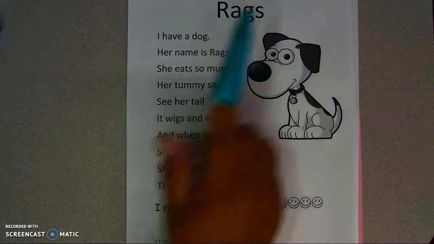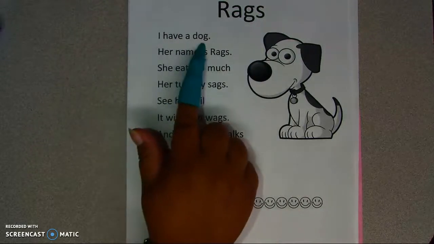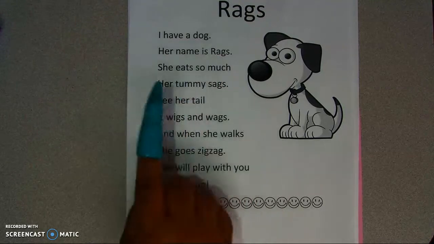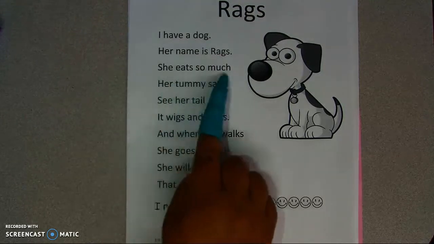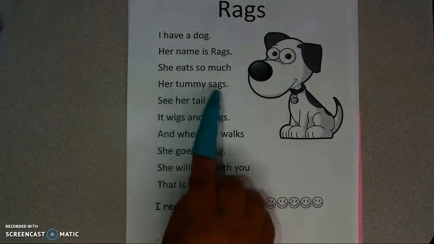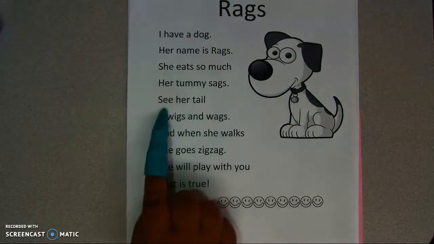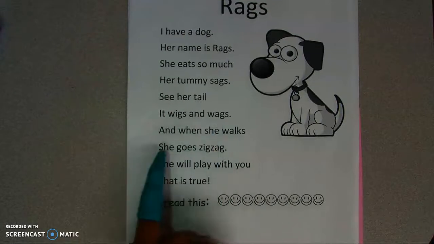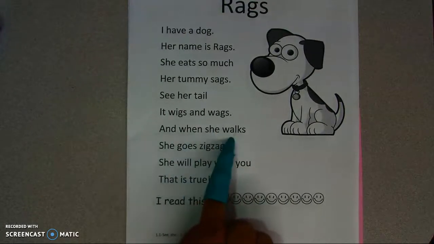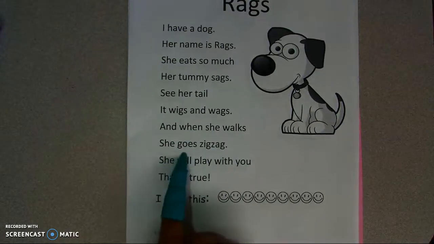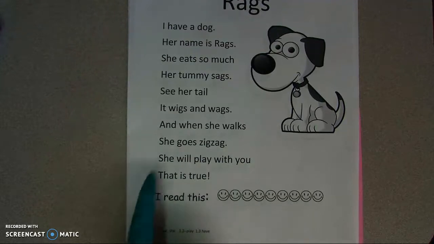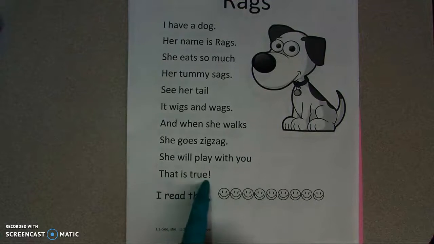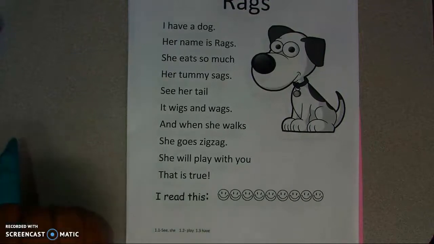Rags. I have a dog. Her name is Rags. She eats so much her tummy sags. See her tail, it wigs and wags. And when she walks, she goes zigzag. She will play with you. That is true. Such a cute story.